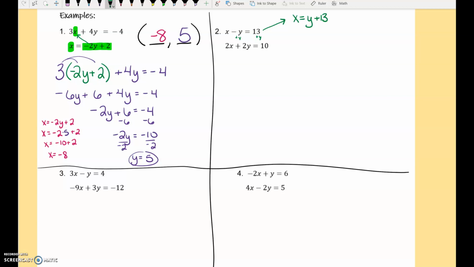So then in the second equation, this x right here, we're going to take that x out and we're going to put y plus 13 in its place. So this y plus 13 is going to go in place of the x in the other equation. So 2, instead of the x, we're going to put in y plus 13. And then finish the equation, plus 2y equals 10. Take a moment, distribute, solve, see if you can find what your y value is for this problem.